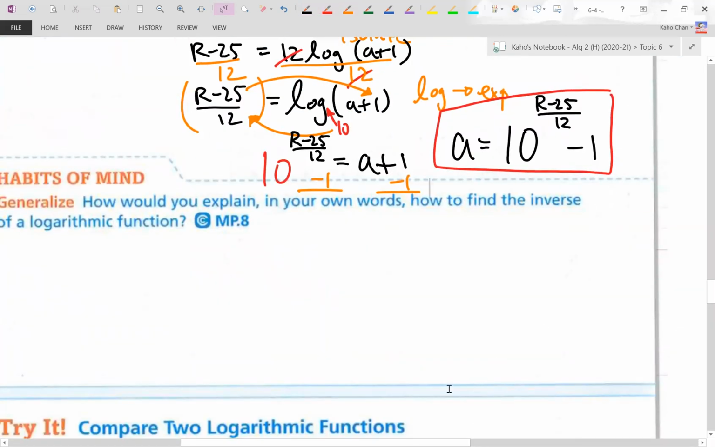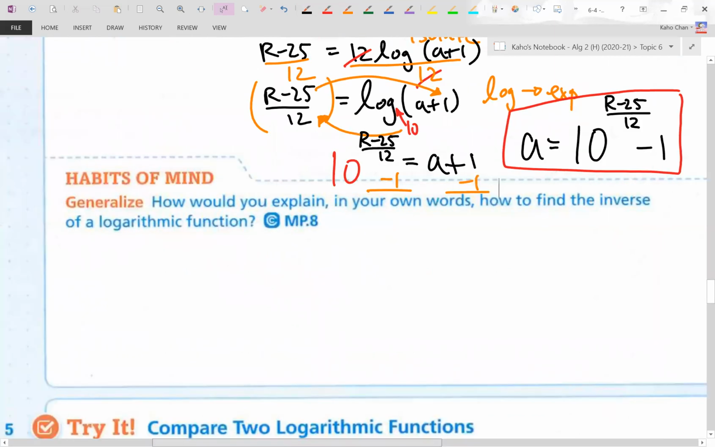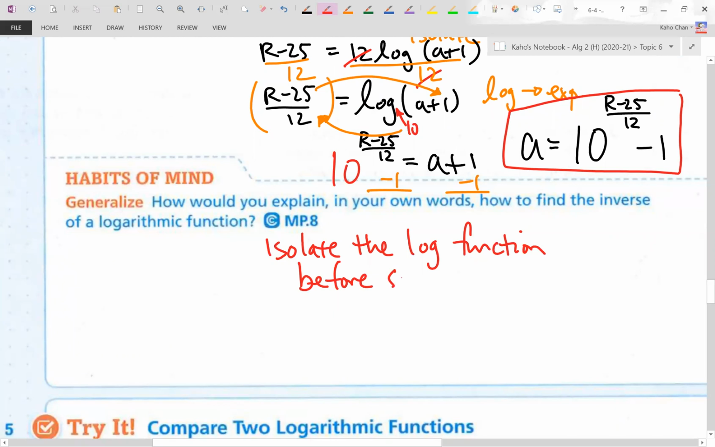How would you explain in your words how to find the inverse of a log function? Well, we talked about this already a few times. Let's do it one more time. Isolate the log function before swapping x and y. I had to show you that midway up there when it came to problem numbers 3a and 3b, and also with example 4. And then after you do that, you want to, of course, isolate y from there.